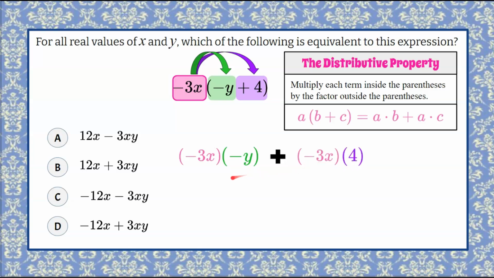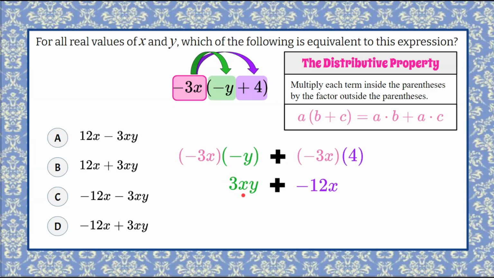Now we're ready to multiply our terms. Negative 3x multiplied by negative y, a negative times a negative is a positive. So positive 3xy. Now we're going to add to it the product of negative 3x and 4. Negative 3 times 4 is negative 12 times x, negative 12x. So you can see that all of our expressions here do not start with 3xy.